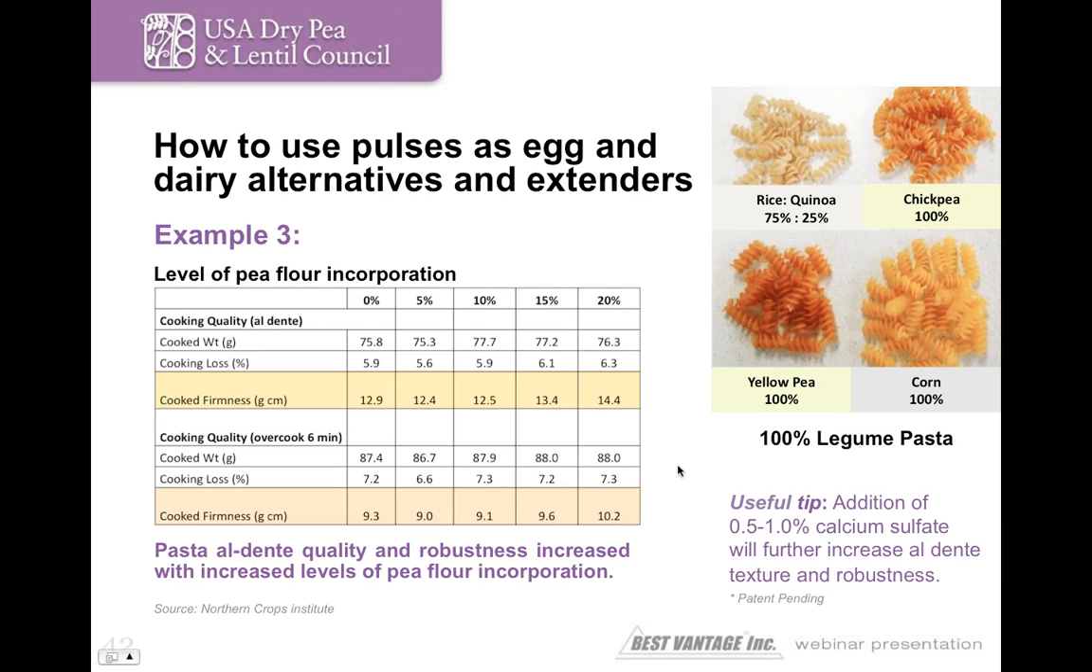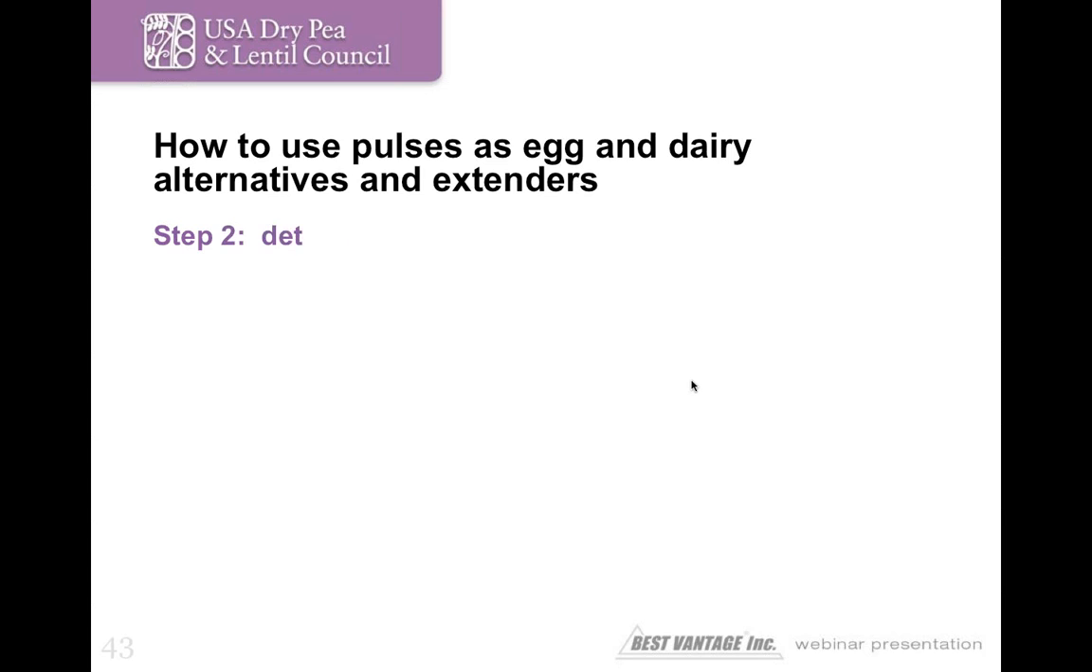And here's a useful tip. This is based on a patent pending formula. So if you want to learn more about this or how to be able to use this, you can always contact me at Best Vantage. But the addition of 0.5% to 1% calcium sulfate will further increase the al dente texture and robustness of a pasta, significantly increase it.